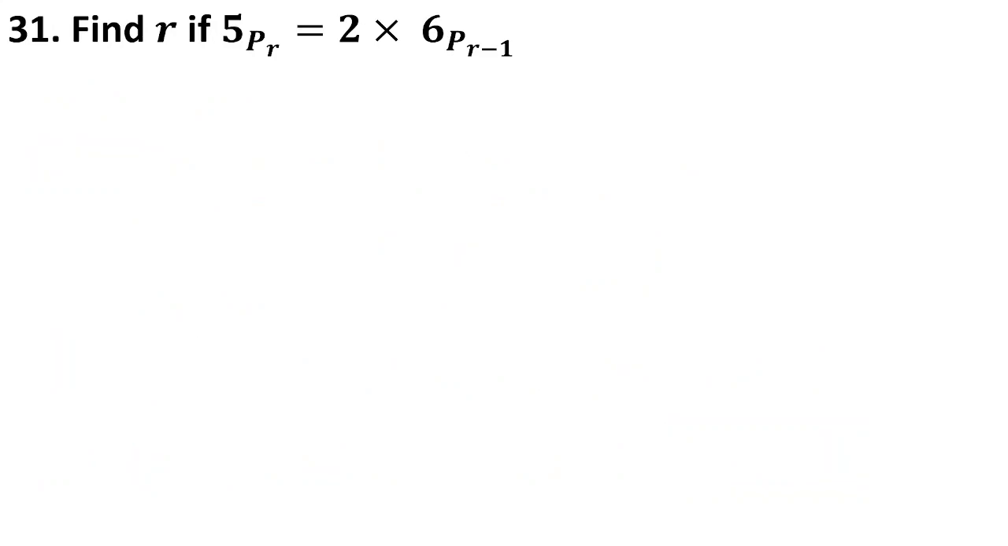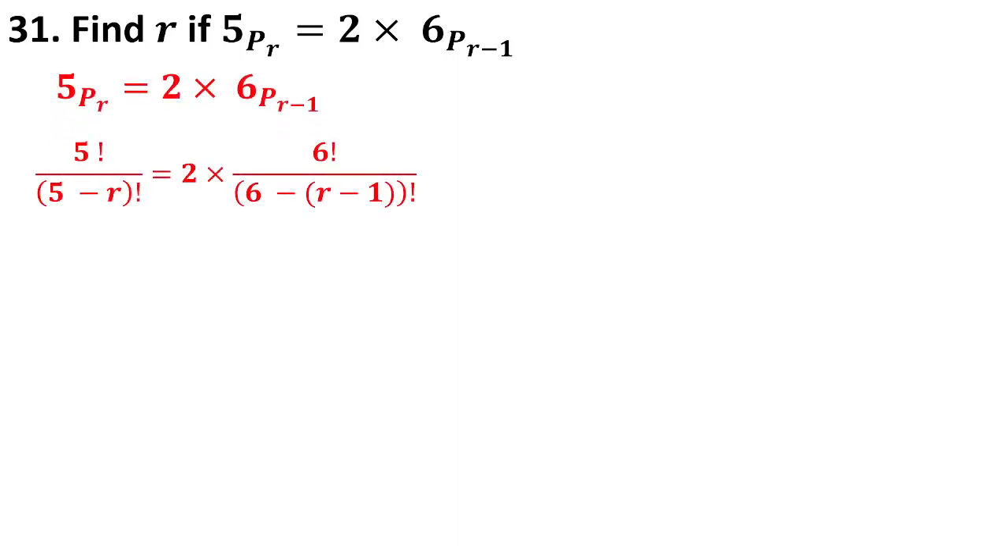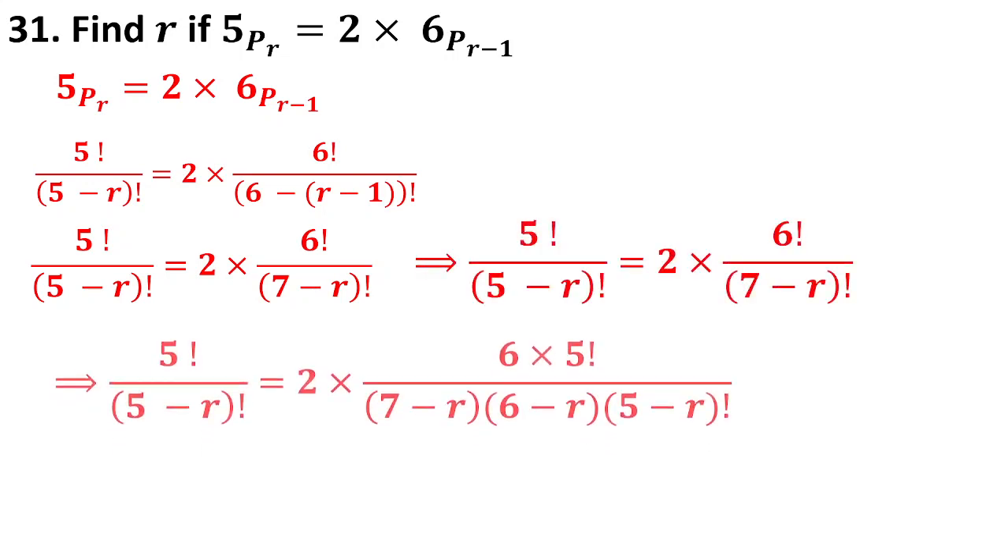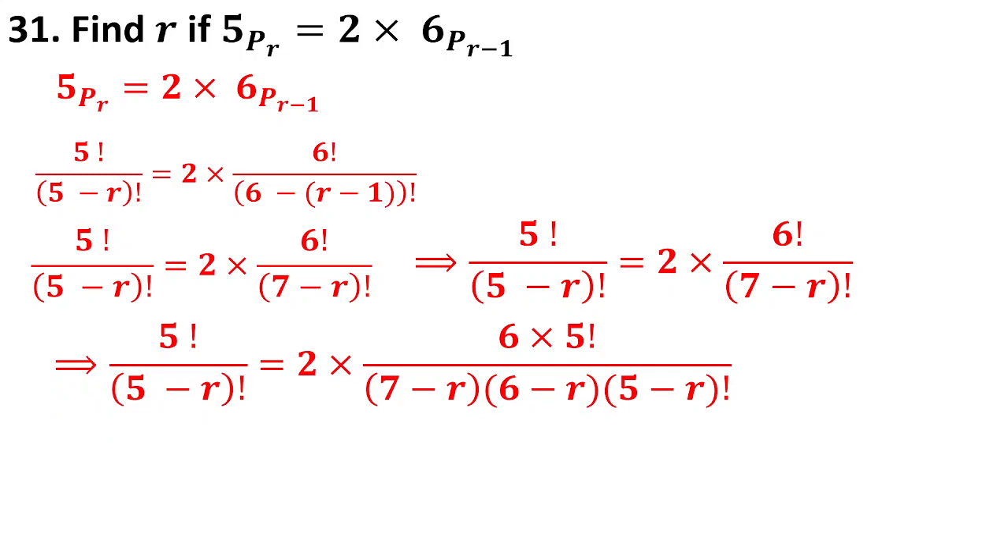Question number 31, the R part. Find r if 5Pr is equal to 2 into 6P(r minus 1). Normal expansion we will take: 5 factorial by (5 minus r) factorial, equal to 2 into 6 factorial by (6 minus (r minus 1)) factorial, which is (7 minus r) factorial. To cancel it, all of you know the bigger factorial is to be expanded. For example, 6 factorial to be expanded, so that 5 factorial will get cancelled. (7 minus r) factorial to be expanded, so that (5 minus r) factorial will get cancelled.